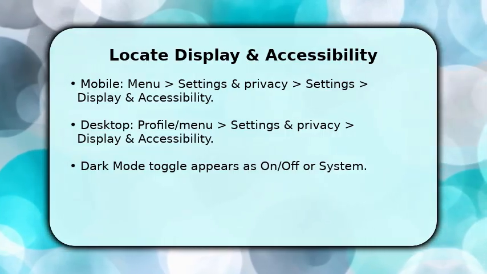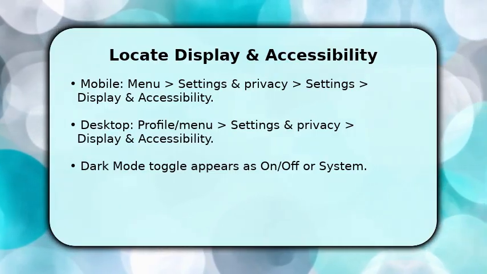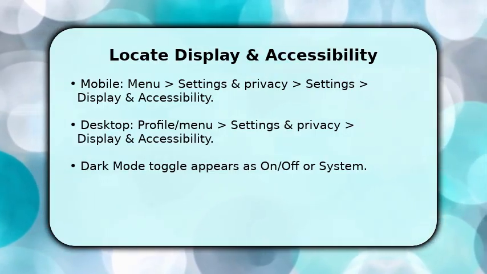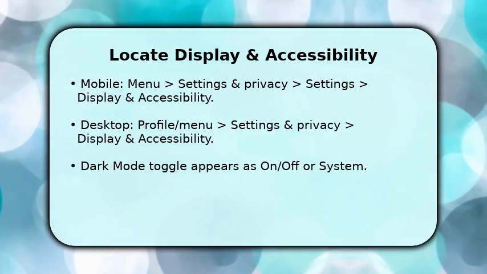You'll see a dark mode toggle labeled On, Off, or System. System follows your device theme. Toggle it to On to enable Facebook's dark theme. This reduces glare and can save battery on OLED screens.